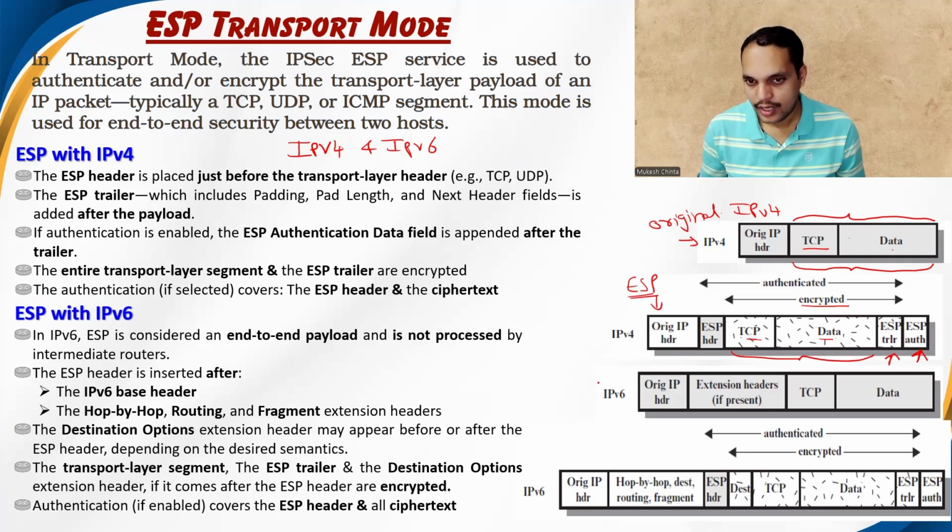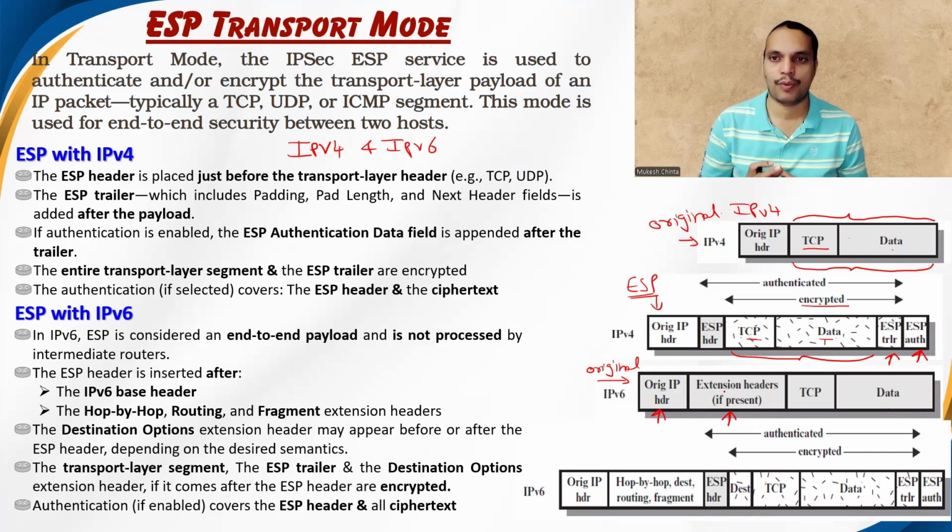So what do you do? This is the original IPv6 header. Once again, you have the TCP and data. You have the original IP header, and in IPv6, you know that it does have a provision to add extra headers or extension headers, which will provide more information for the routing or processing of the packet. Now, the ESP header is inserted after.